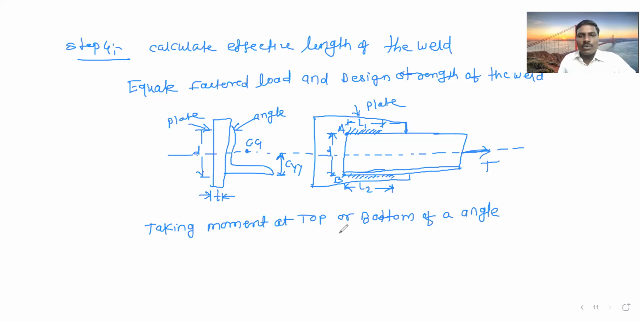It means what? We have to take moment at A or B. Top of angle is the A point. Are you getting? And bottom of angle is nothing but B point. So you have to take moment at A, it means top, or at B, it means bottom of the angle. So now M at A is equal to 0, correct?